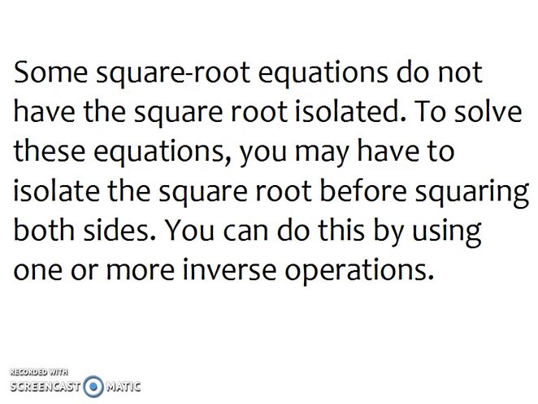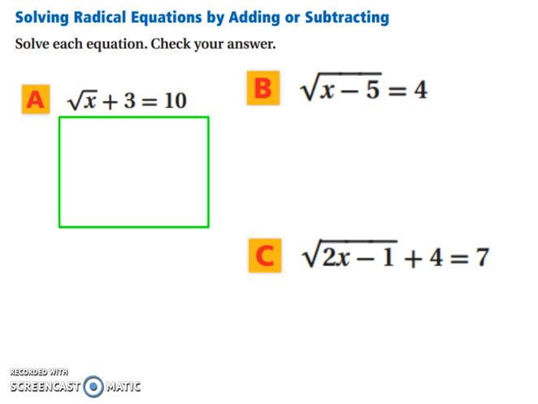Some square root equations do not have the square root isolated. To solve these equations, you may have to isolate the square root before squaring both sides. You can do this by using one or more inverse operations. The last few examples we did, the square root was isolated. Notice how in these, the square root is not all by itself. So step 1, get that all by itself and then square both sides.